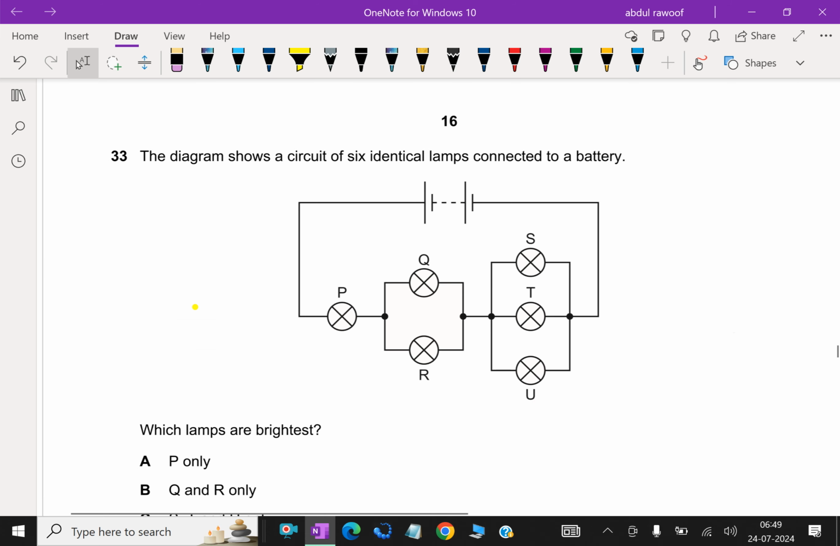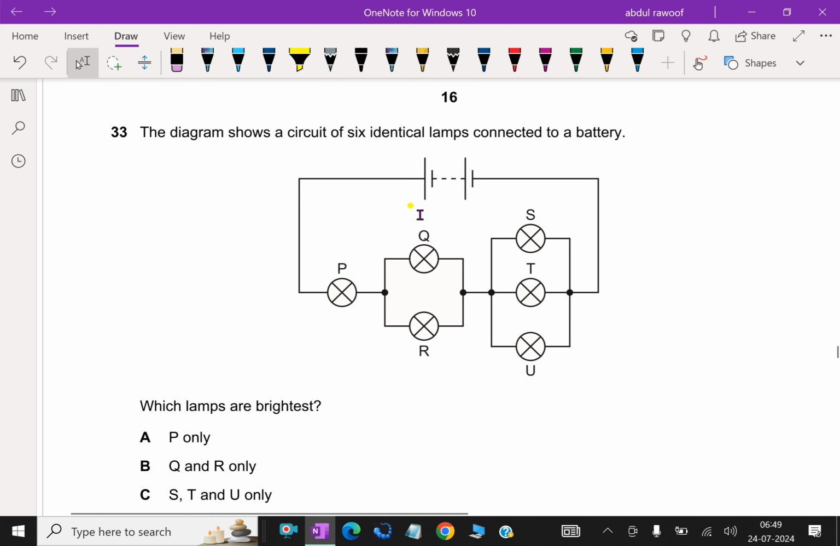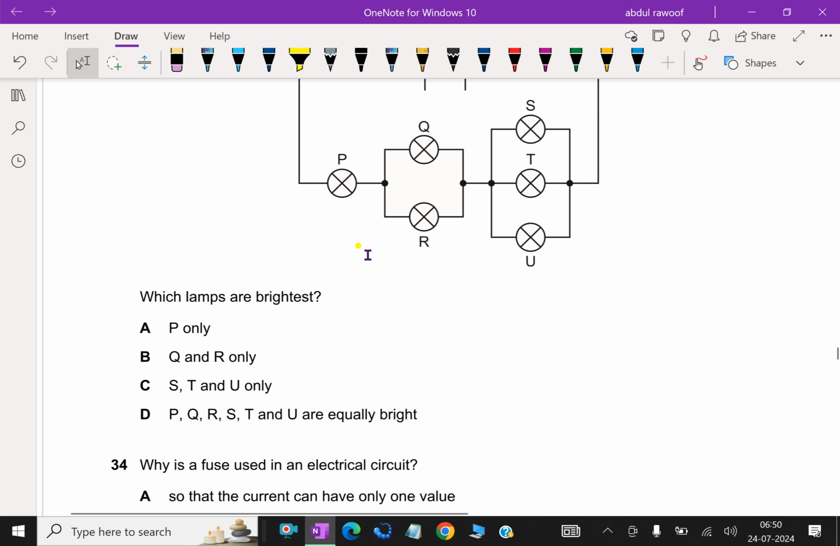33. The diagram shows the circuit of 6 identical lamps connected to a battery. Look at here. This battery is in series, with 2 in parallel here and 3 in parallel connection here. In a parallel circuit, current is distributed, and here also current is distributed. So here the full current will come. That P glows bright. Which lamps are brightest? P only.